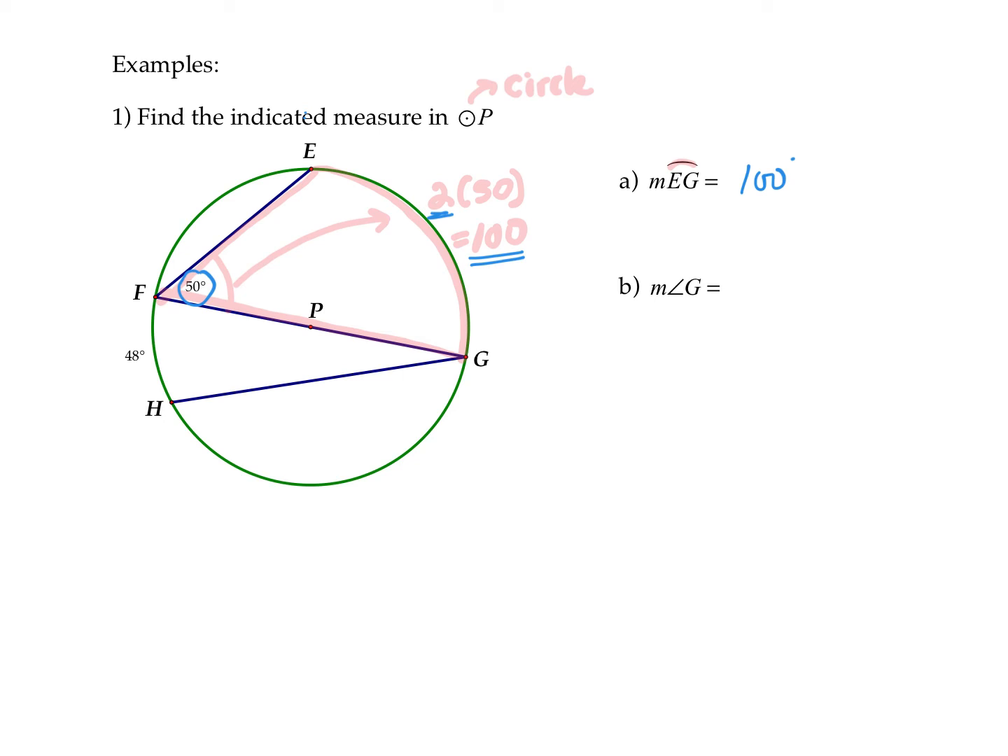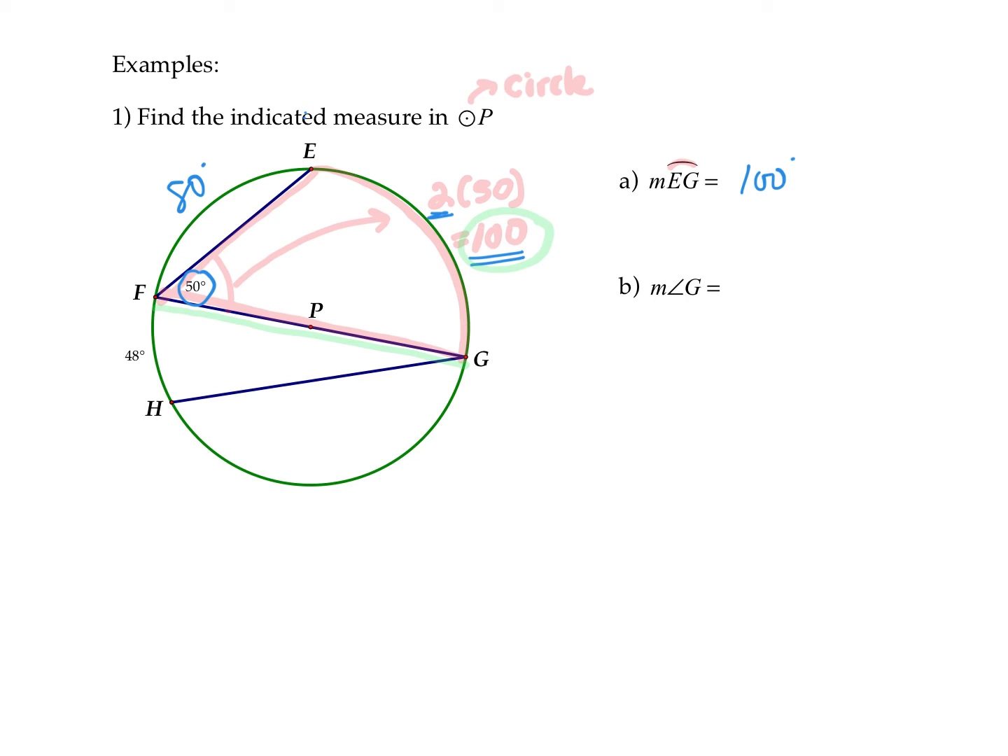All right, I want to point out that this line segment going from F through P to G is a diameter. So we have a semicircle. So since this arc is 100 degrees, this arc from F to E will have to be 80 degrees. Okay, just in case that comes up.